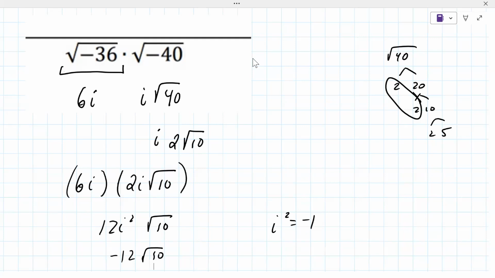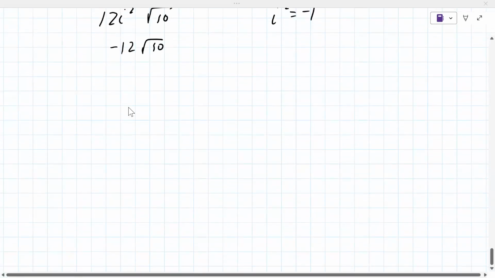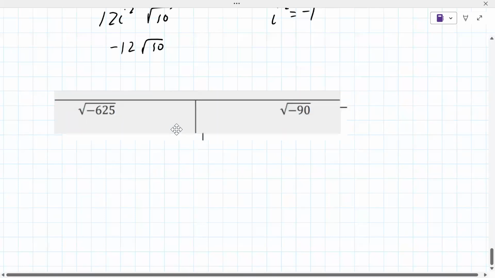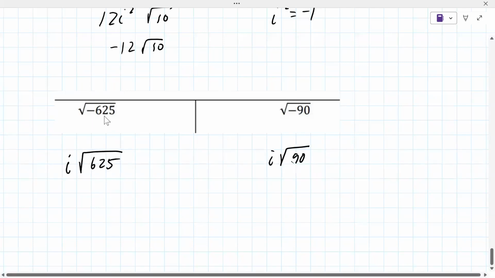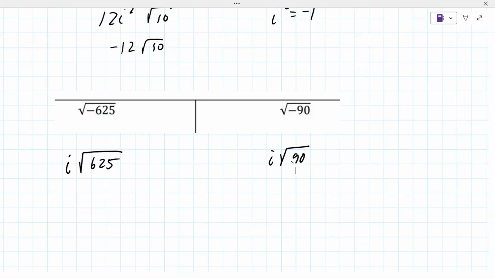Any questions before we close out here? Okay, so then that'd be -12 square root of 10. Got it. Quick thing here: one of the ways you can always do it is make it i squared times 625, i squared times 90. Whenever there's a negative on the inside, you just pull out the i, since you already know there's an i in there because of the negative, and then you proceed like you normally do. And then you just add the i at the end. Well, if you're multiplying, you get an i squared, and so on.